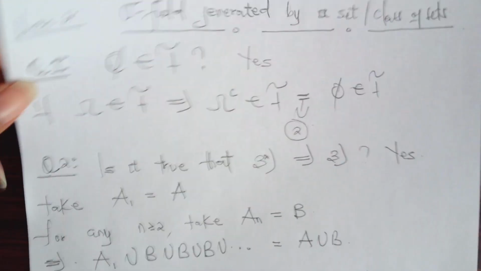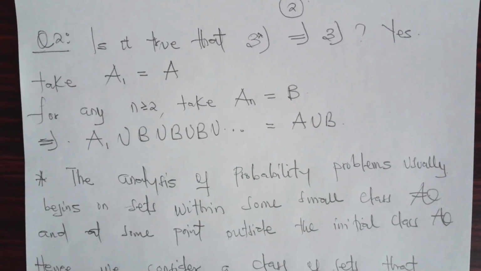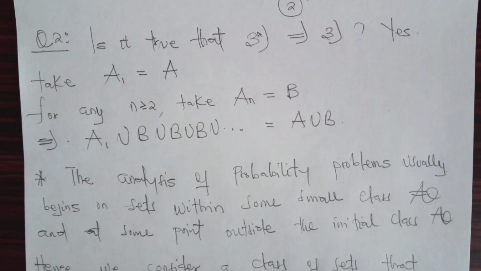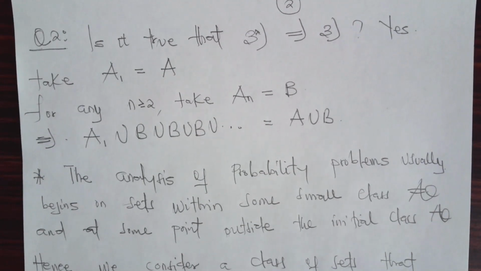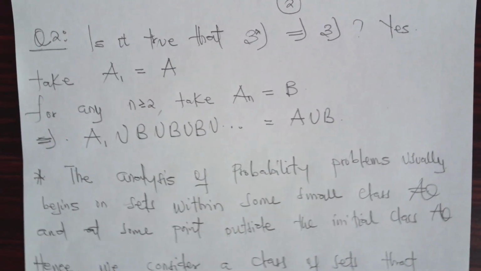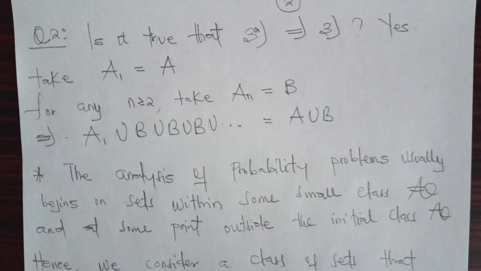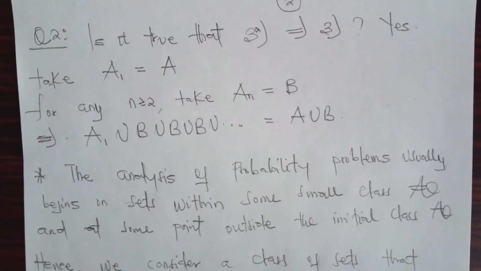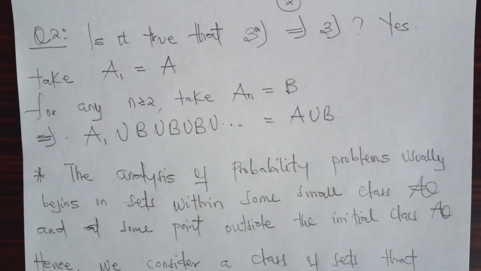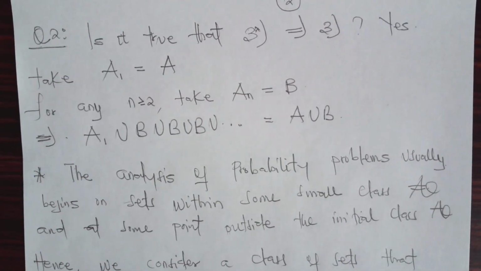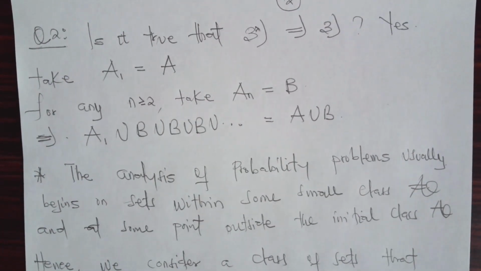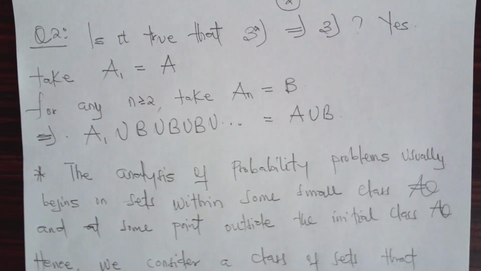We are good. Now, in today's lecture, we will be treating the sigma field generated by a set or a class of sets. The analysis of probability problems usually begins with sets within some small class, say A, and through set operations, that is intersections and unions, you could take finite or countable operations. We may at a certain point be outside the initial class that we began with.